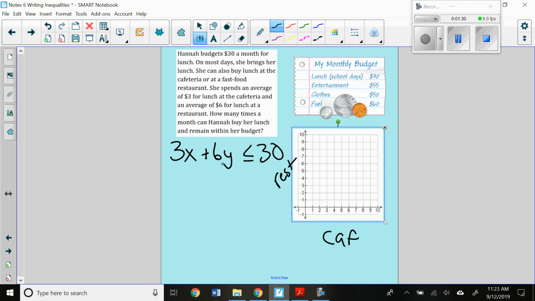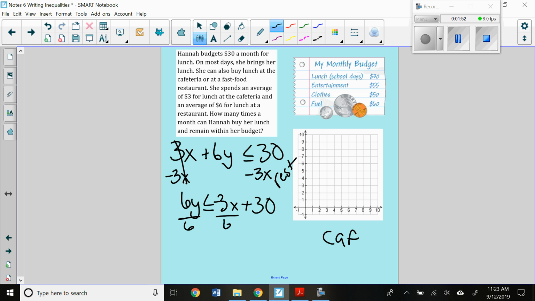So it's in standard form, so we need to go ahead and solve for y to make it into slope-intercept form. I'm going to subtract my 3x from both sides. 6y is less than or equal to negative 3x and 30 are not like terms, so negative 3x plus 30. And now we divide by 6 to get the y by itself. So y is less than or equal to negative 1/2 x plus 5.